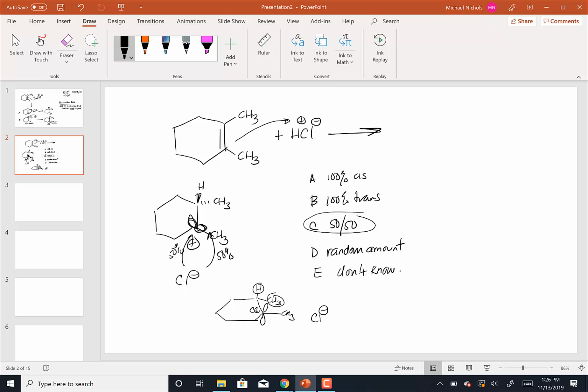So what am I adding? HCl. How am I adding it? Markovnikov. How am I adding it? 50-50 cis trans. Okay. And so for every reaction, we're going to have those three columns that we have to figure out.